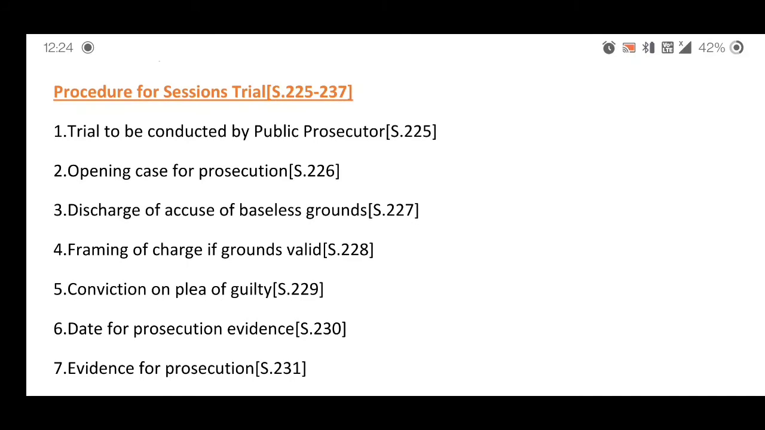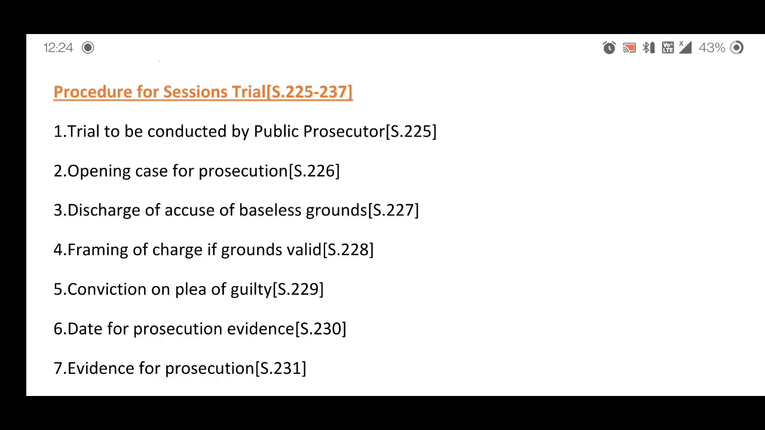Procedure for sessions trial. Sections 225 to 237 of CrPC tell us about the procedure used in sessions trial. So what is the first step? The trial is to be conducted by a public prosecutor. According to section 225 of CrPC, a sessions trial must compulsorily be conducted by a public prosecutor. Then, in the next step, there is the opening of the case for prosecution. The prosecution opens his case.